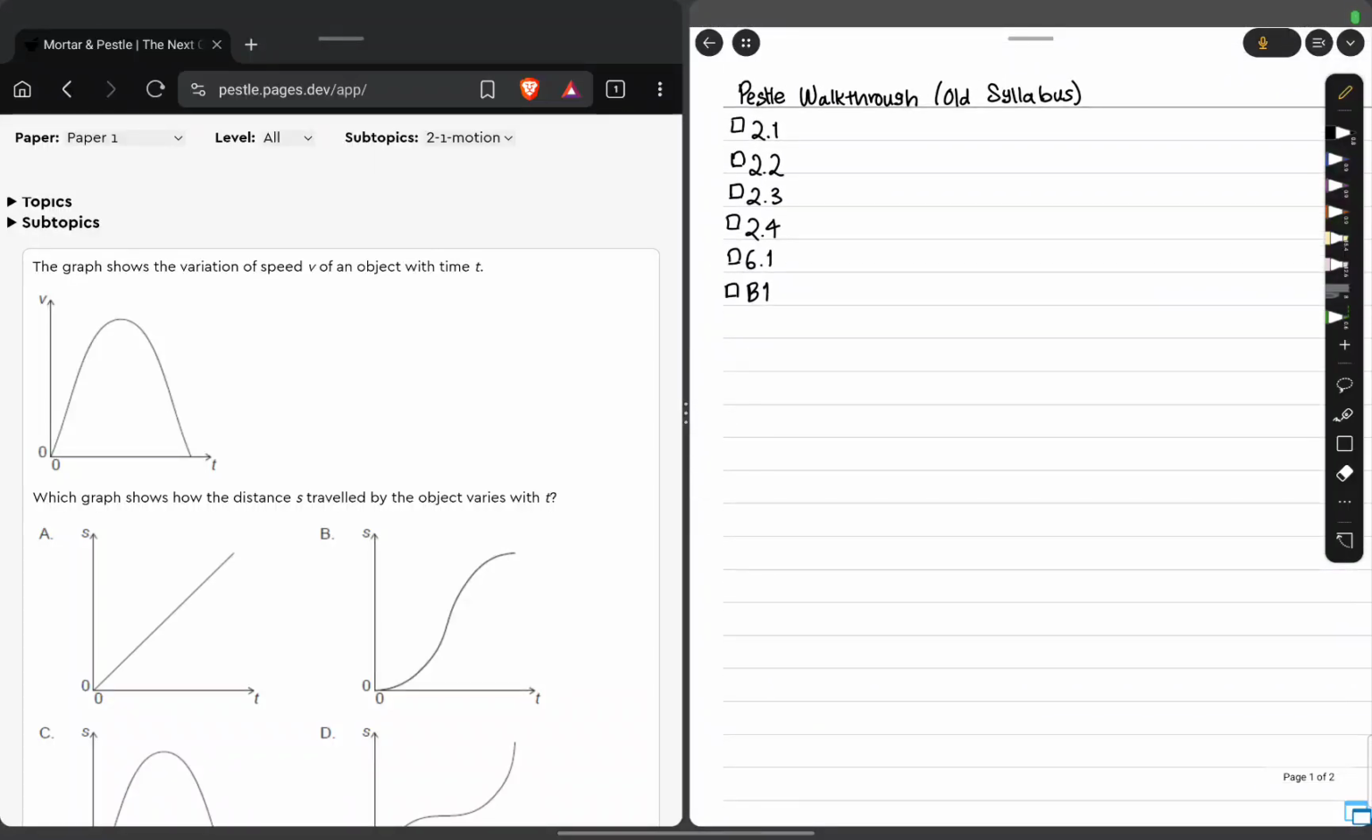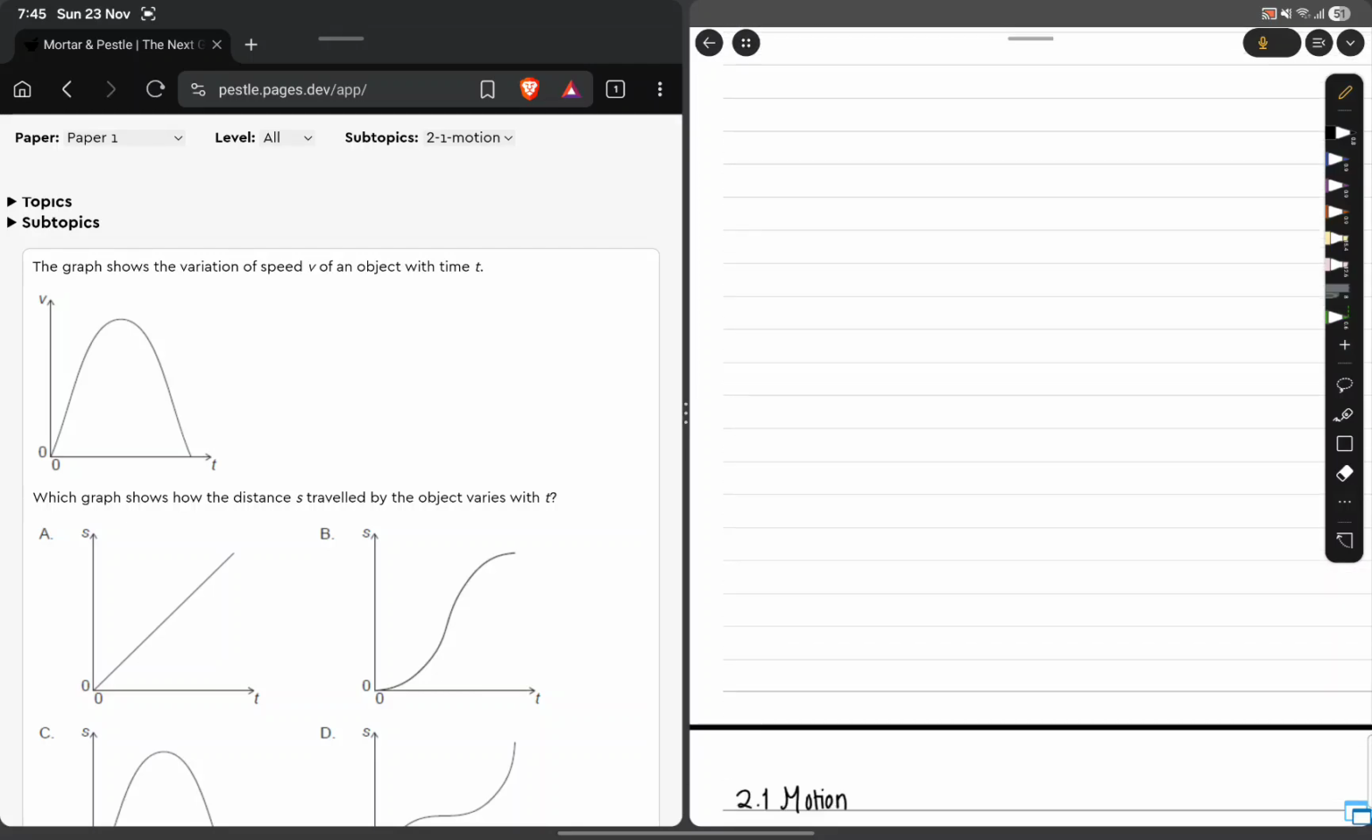Today I'm going to be solving past paper questions from Pestle, which is a website that has past paper questions, and I'm using the old syllabus but mapped to the new syllabus. So right now what I'm going to be doing is A1, A2, A3, and A4. Basically, it's A1 to A4, with some topics not in A4 because we're not having that on my test.